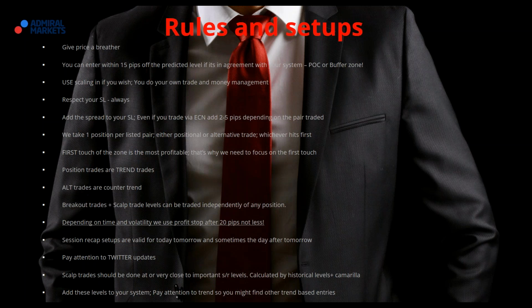But depending on time and volatility, we use profit stop after 20 pips, but not less. Session recap setups are valid for today, tomorrow, and sometimes the day after tomorrow. Pay attention to my Twitter updates, always, because sometimes I might do a revised trade setup. Scalp trades should be done at or very close to important support resistance levels, and those levels are calculated by Camarilla historical levels and historical buyers and sellers. So try to add it on your chart.